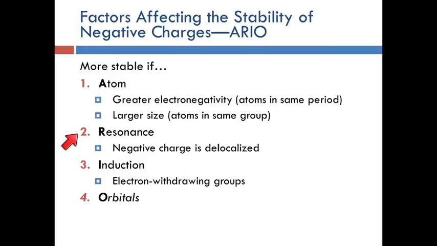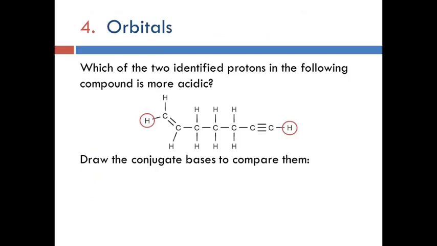Resonance will stabilize the negative charge. If that negative charge is delocalized over several atoms, again, that decreases the charge density. There are inductive effects. If we have electron withdrawing groups such as chlorine anywhere near that negative charge, that will help to pull the charge density away and again stabilize the negative charge. The last one is orbitals, and we haven't talked about that one yet. That's the topic for today.